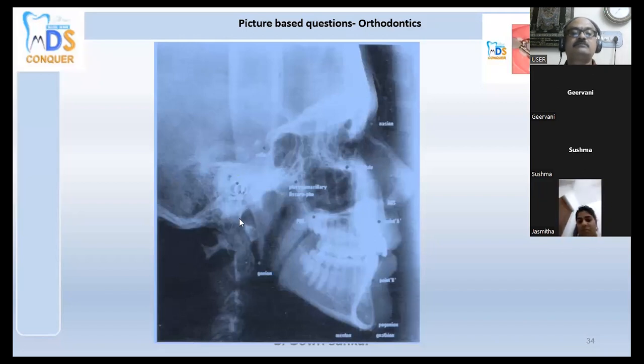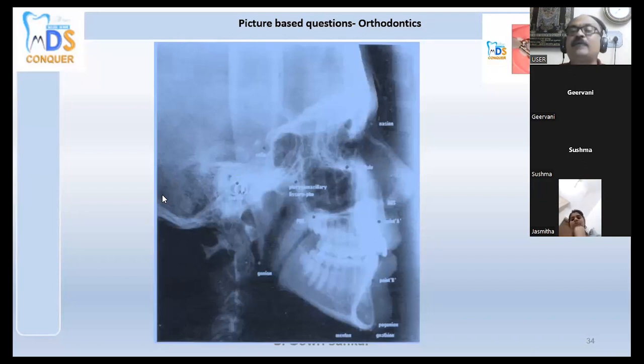Sella, basion, Bolton point, nasion, they won't go much deep. Previously, they used to go very deep in INICET examinations, which was too much even for PGs. Now, we cannot expect you to learn all that in this 1.5 months. But remember the basics.